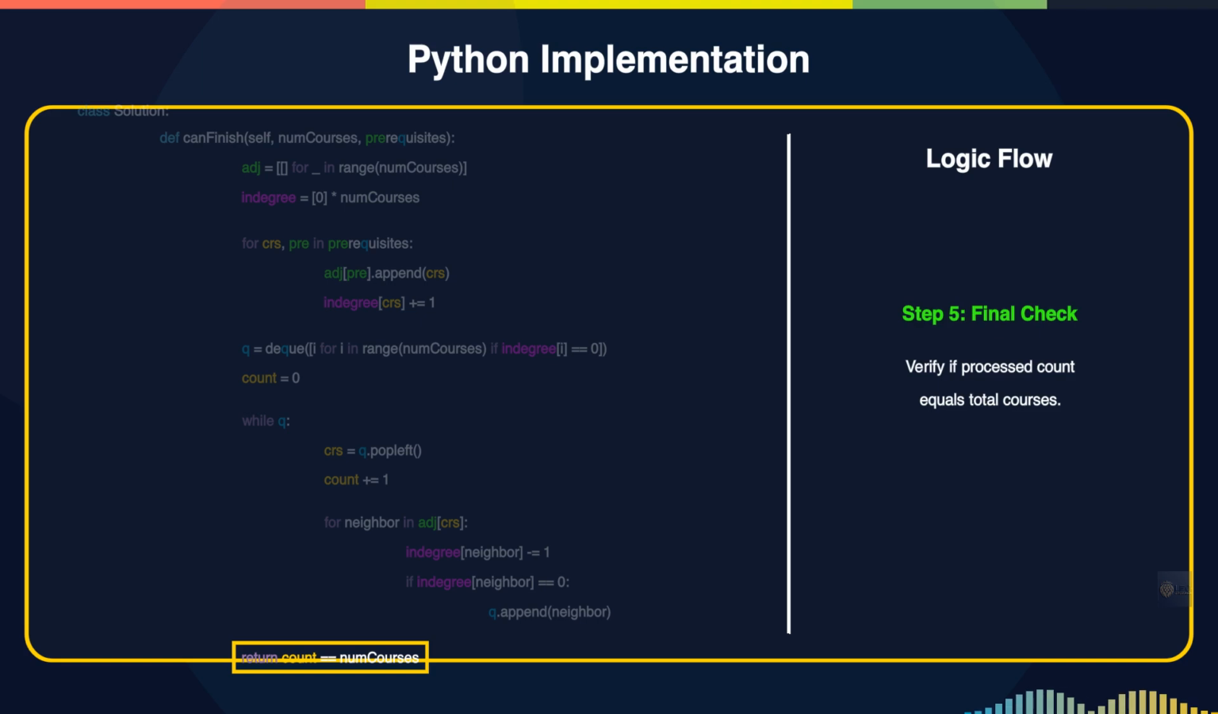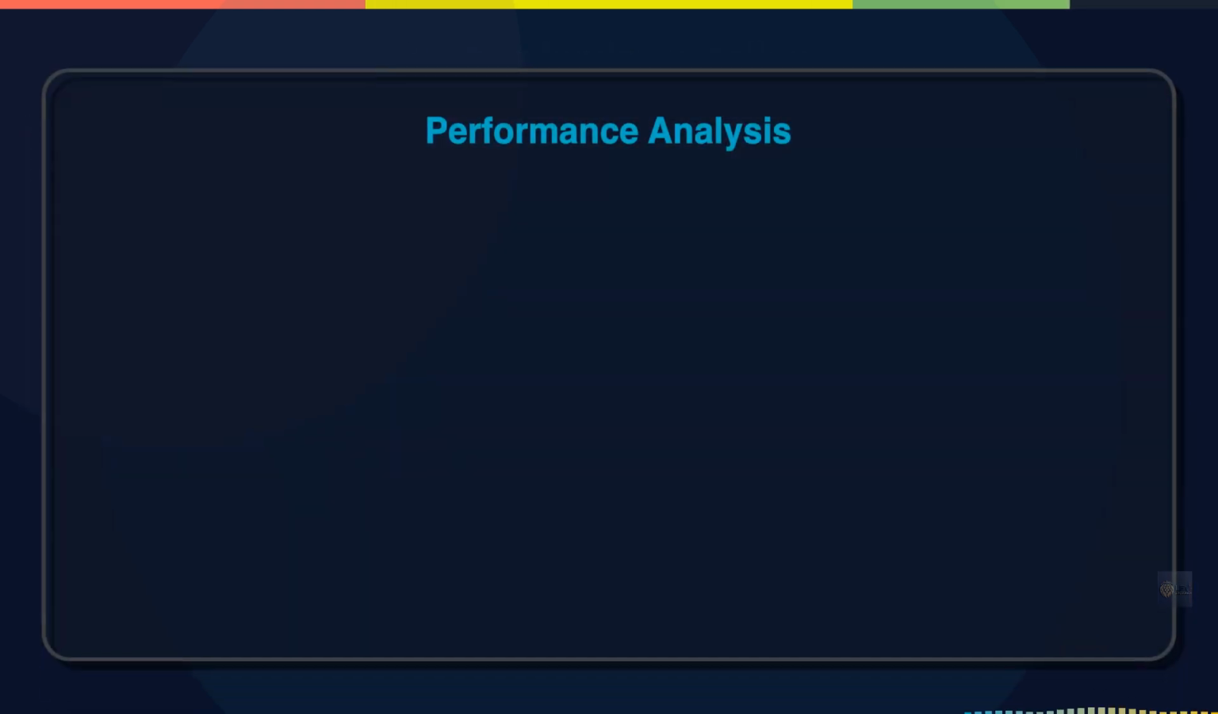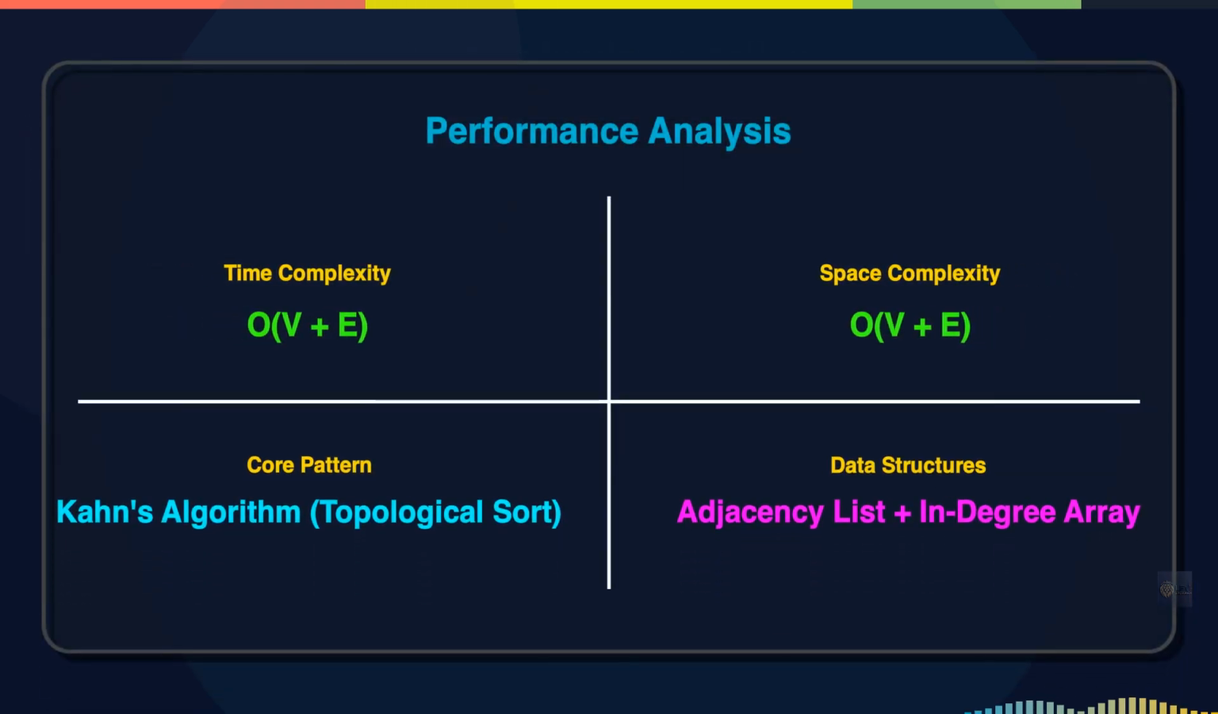If they match, success. For time complexity, we visit every course and every prerequisite once. That makes it O of V plus E, where V is the number of courses and E is the number of prerequisites. For space complexity, our adjacency list and indegree array both take O of V plus E space. This is as efficient as it gets. And that is the course schedule challenge mastered.